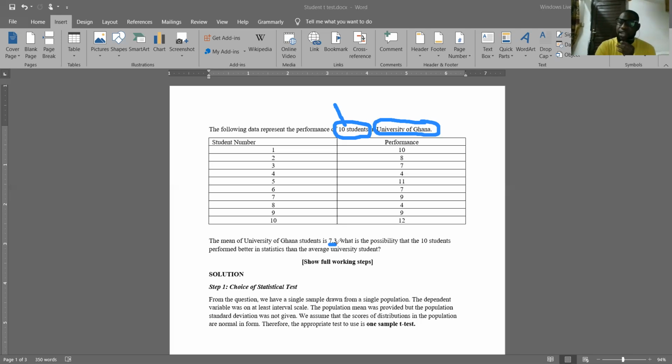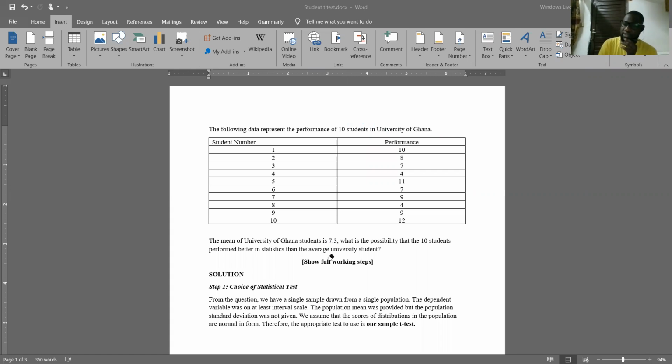So let's try and use the 6 steps to solve this question. First, we need to follow the pattern. Step 1, choice of statistical test. And as I indicated in my previous video when I was discussing z-test, I emphasized that always under step 1, you are supposed to state the assumptions of that particular test you found in the question.